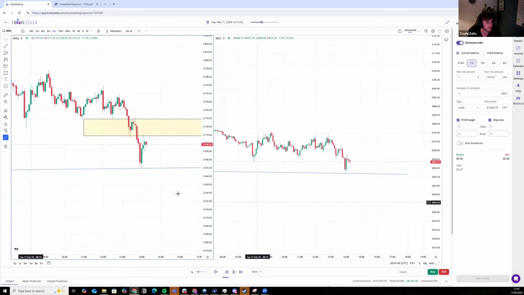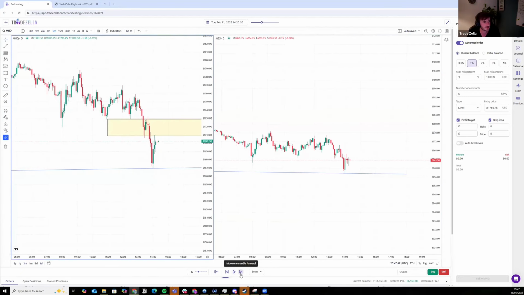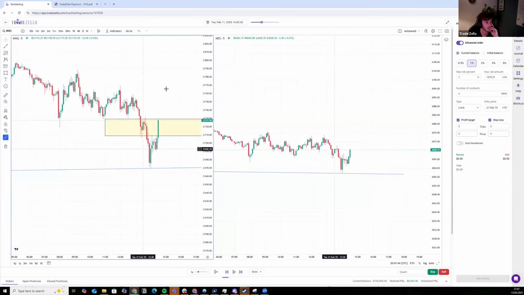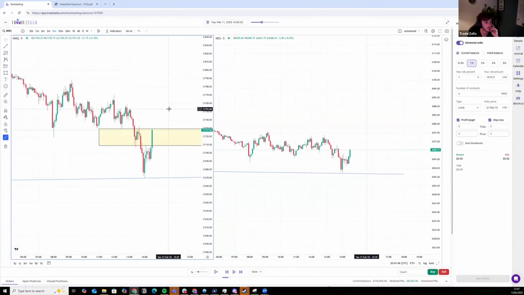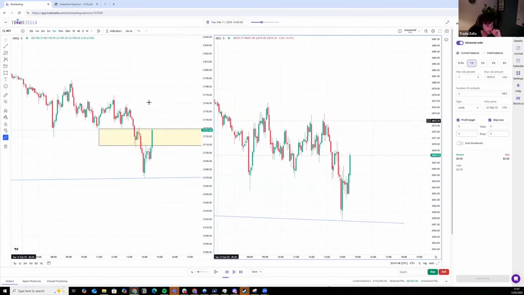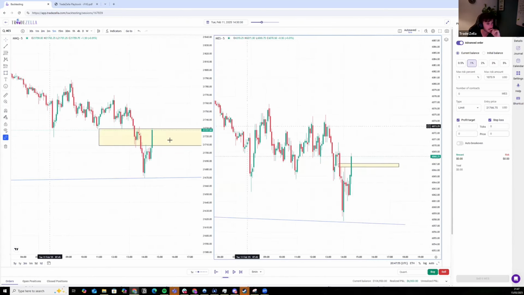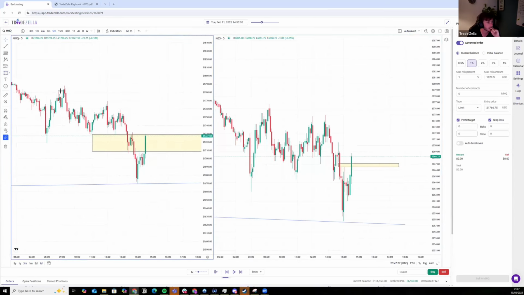Let's drop into the 5-minute, both charts, and wait for market open. There's 2:30. So 2:30 opens, price is going above. We do have this here. So you could have taken this on ES long there. And we do have this here.